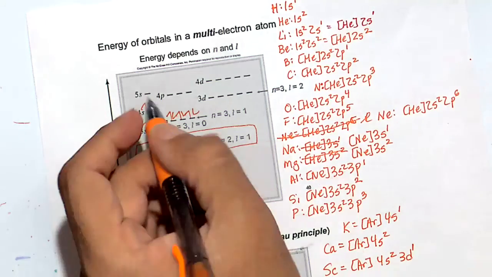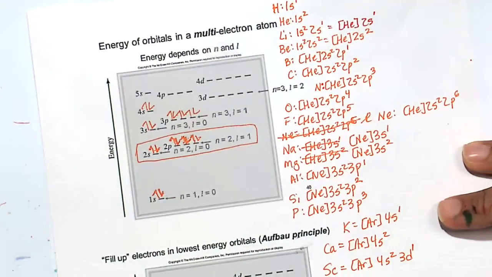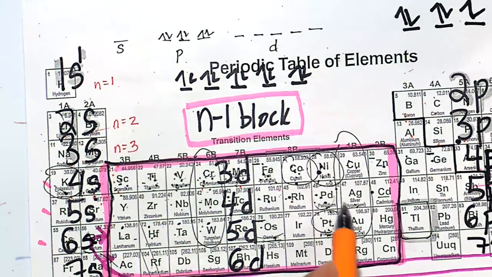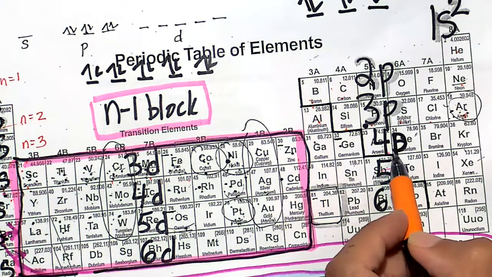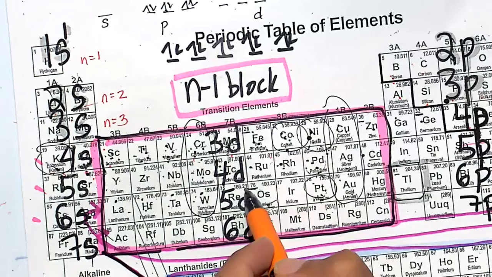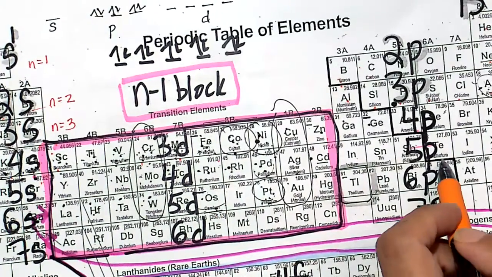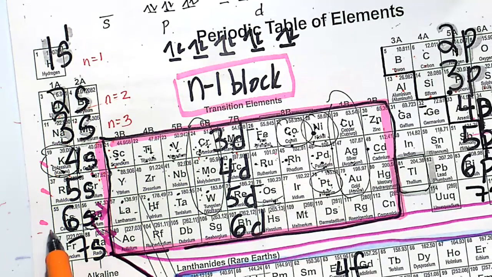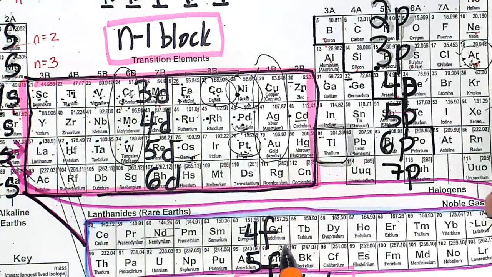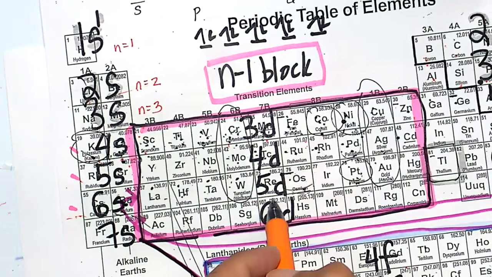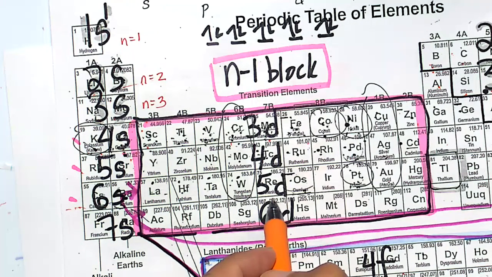So after 4s, where do you go? You don't go to 4p. After 4s, where do you go? 3d. And then after 3d, where do you go? 4p. After 4p, where do you go? 5s. After 5s, where do you go? 4d. After 4d, where do you go? 5p. After 5p, where do you go? 6s. Careful. After 6s, where do you go? 4f. Very good. After 4f, where do you go now? 5d. The electrons go marching in, hurrah, hurrah, in an order.